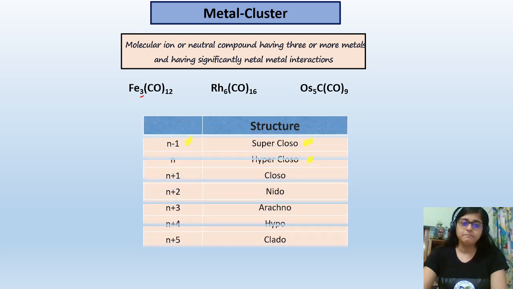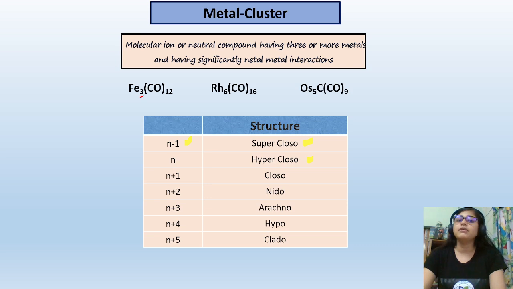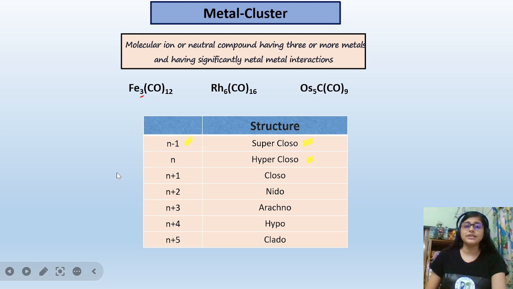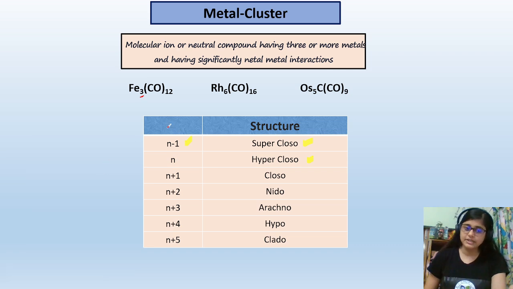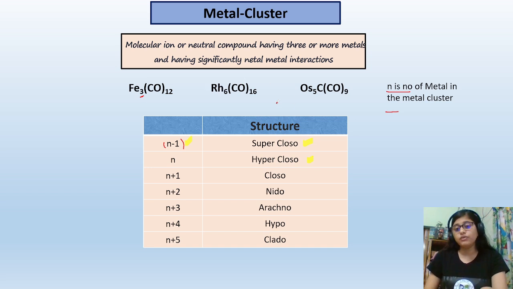Okay. So how to actually determine the structure of a metal cluster, or how can we solve the problems? That I will come to. So in this table, you can see, these are nothing but what we have previously read in boron chemistry, boron structures. So n minus 1 supercloso is needed. N is what? N is the number of metals.